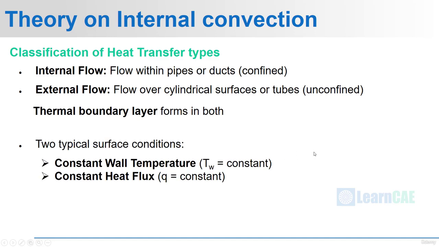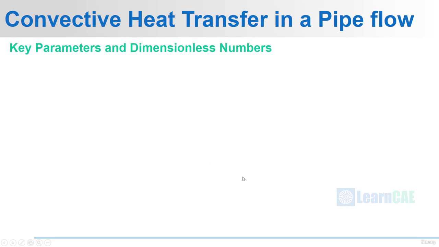There are two surface conditions typically used in heat transfer analysis. The first one is constant wall temperature, that is the temperature will be constant on the wall surface. In the second case, it will be constant heat flux, that is Q will be constant. Okay. Let us check the key parameters and dimensionless numbers.